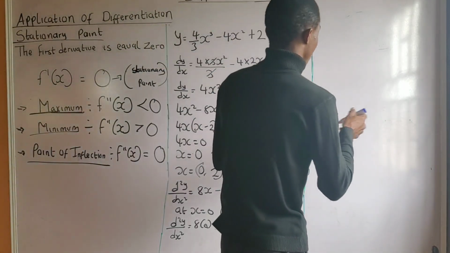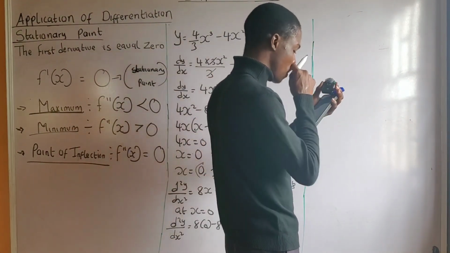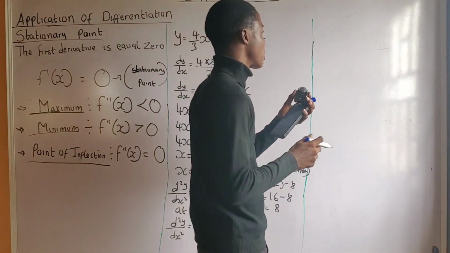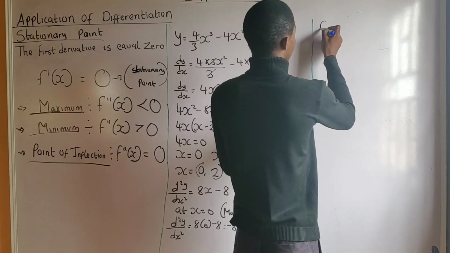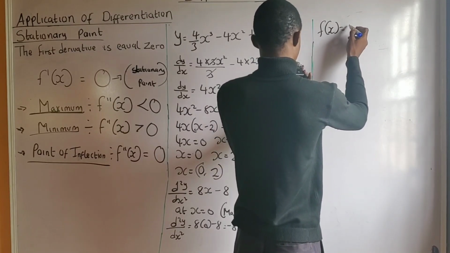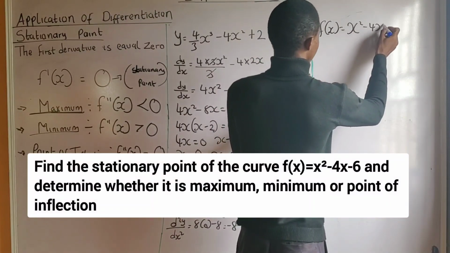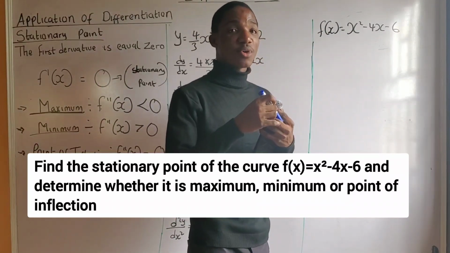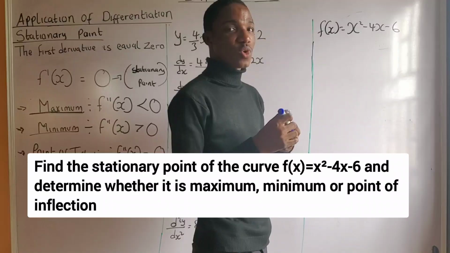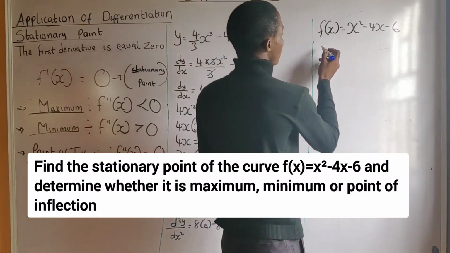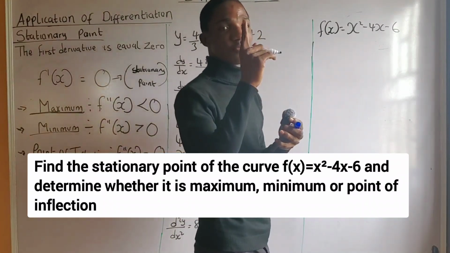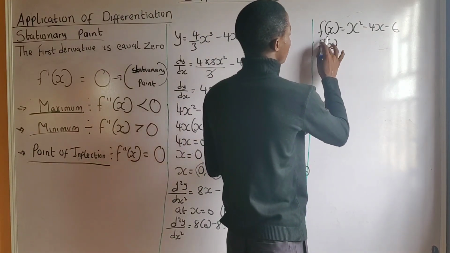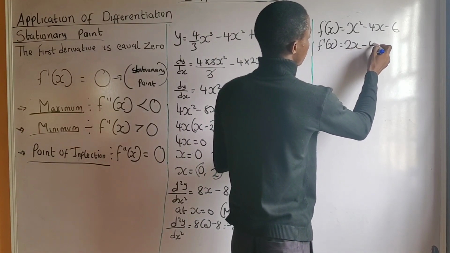Okay, let's consider this question on stationary point. Find the stationary point of the curve x squared minus 4x minus 6. f of x equals x squared minus 4x minus 6. Okay, we are asked to find the stationary point and to check whether the stationary point is maximum, minimum, or point of inflection. For this, I'm going to take the first derivative of the curve. f prime of x is equal to 2x minus 4, right?